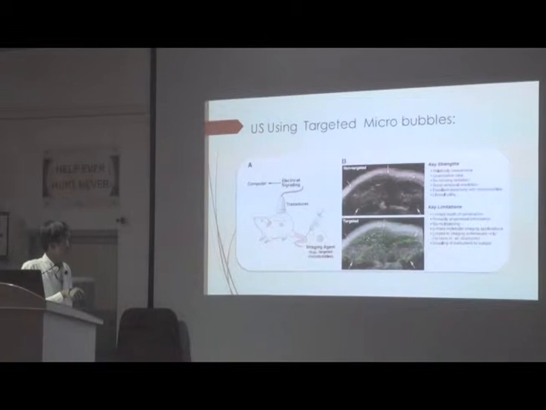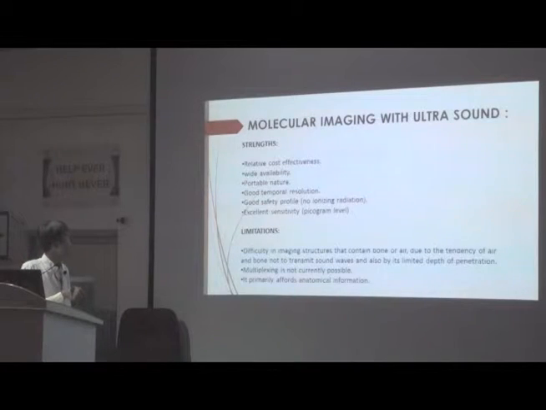So we can see the angiogenesis of the tumor in the mice. Without targeting, we may not be able to get much information. If we are targeting it, we can get the information. So these are the strengths and limitations of molecular imaging with ultrasound.